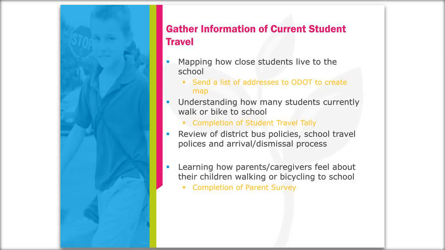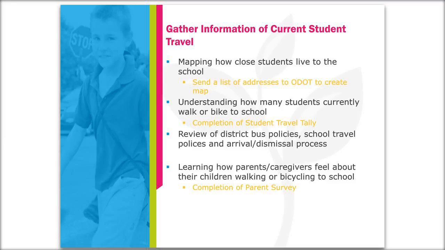The third step is to gather information on current student travel. There's a couple of different questions that we want to answer during this step. The first question being, how many students live within walking and bicycling distance to the school? To do this, we want to map how close students live to the school. And ODOT has resources to help create that map for you.